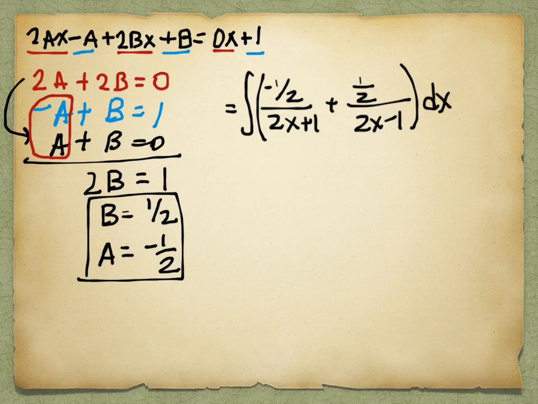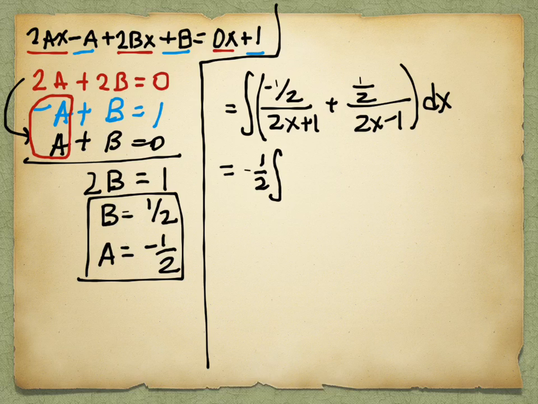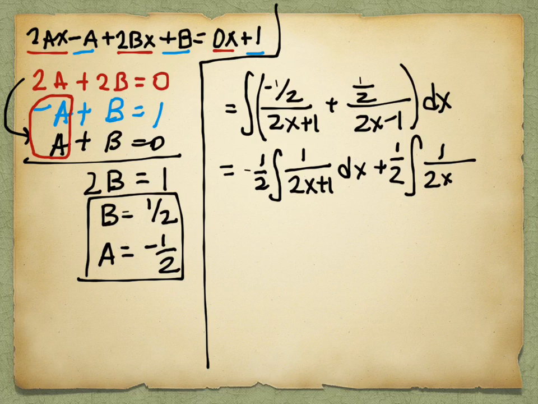Okay, for real. There we go. So here's where I am, right? I'm going to separate this into 2 different integrals, and I'm going to pull the 1/2 and the negative 1/2 out in front because I can. It's easier to work with, a little bit easier to see. So this is negative 1/2 the integral of 1 over 2x plus 1 dx, and then plus 1/2 the integral of 1 over 2x minus 1 dx. You okay with that?